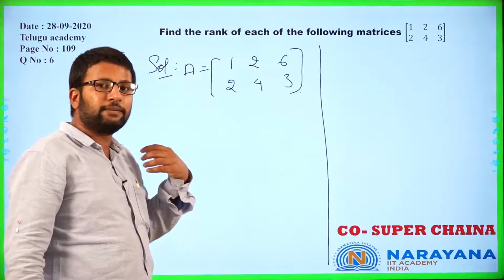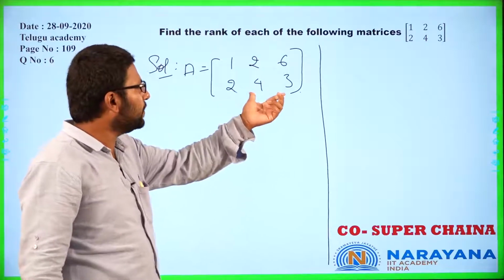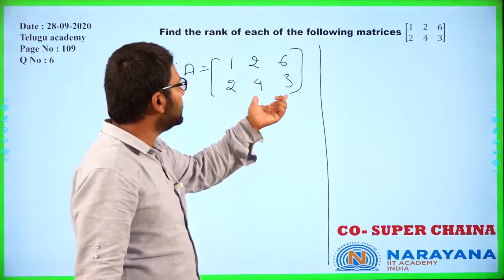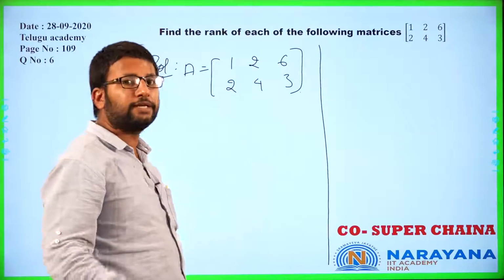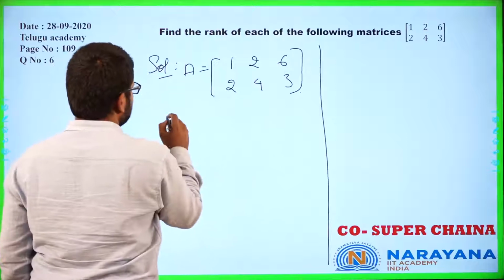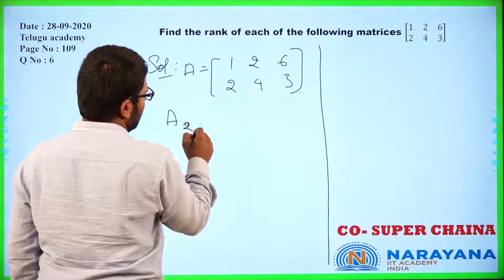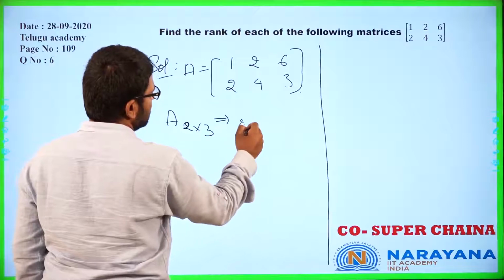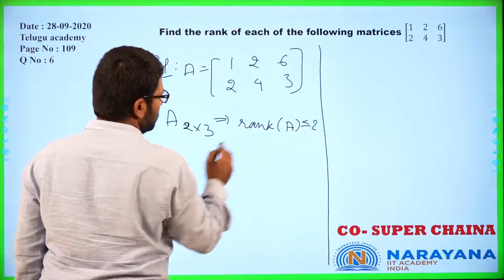We want to find some non-singular submatrix. What if I took these, 4, 2, 6, 4, 3? Then the determinant is 6 minus 24, which is non-zero, right? So we will say A is 2 by 3, which means rank of A is less than or equal to 2.